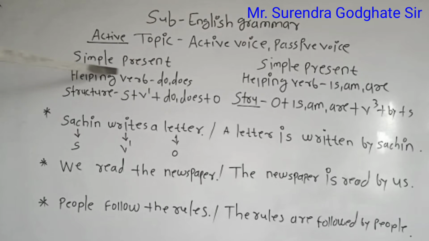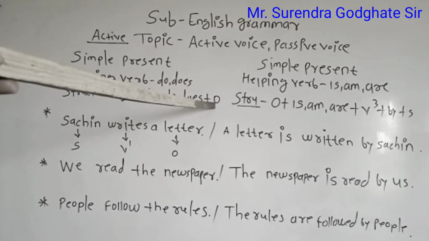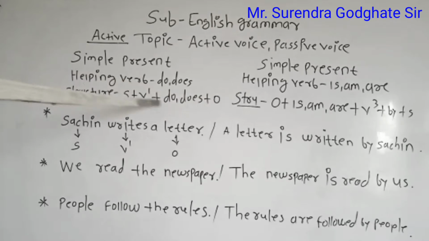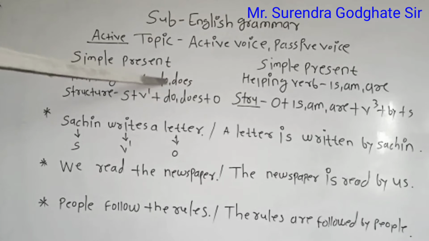In this tense, the helping verbs are do and does, and the structure is subject, V1, do/does, plus object, isn't it? And students, here the helping verbs are do and does, so we have to apply this helping verb according to the singular and plural.